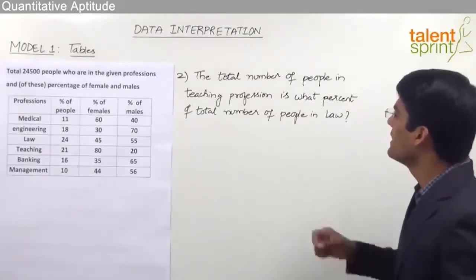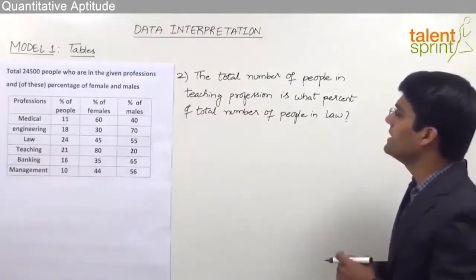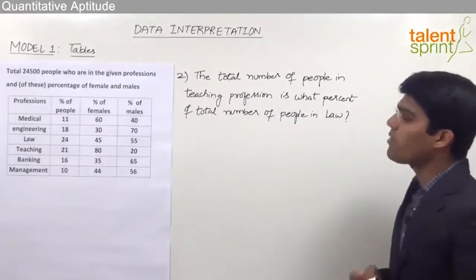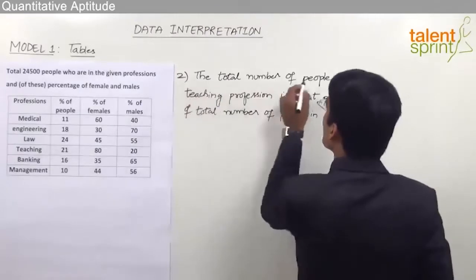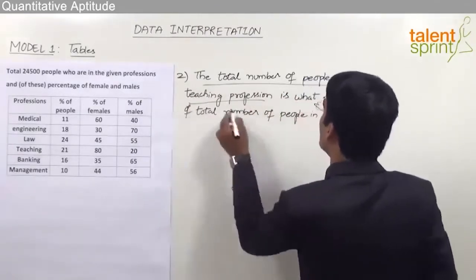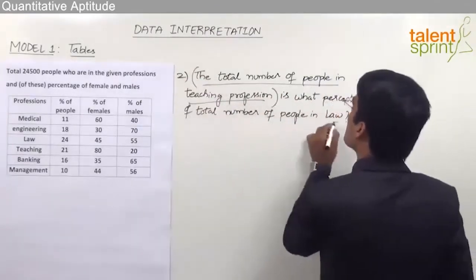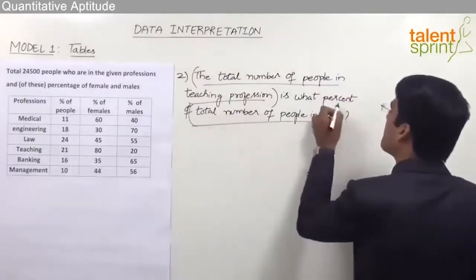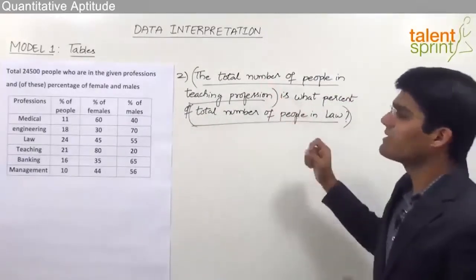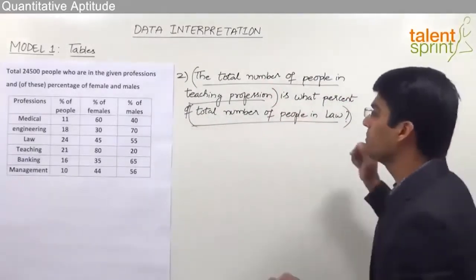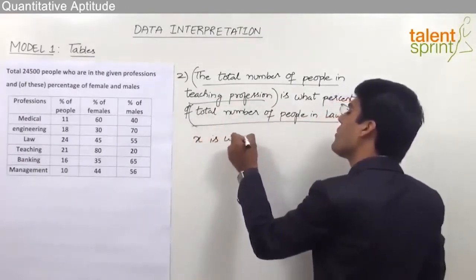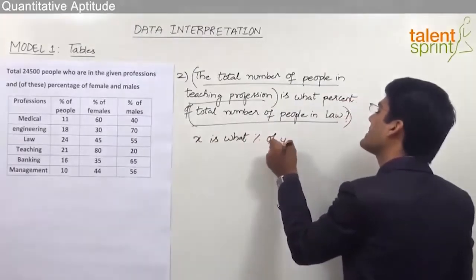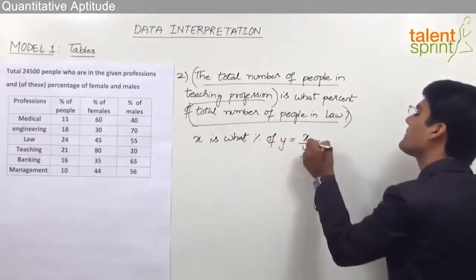The question here is: the total number of people in teaching profession is what percent of total number of people in law. Now if you observe, this question is in the form of x is what percent of y. We know that x is what percent of y should be taken as x by y into 100.